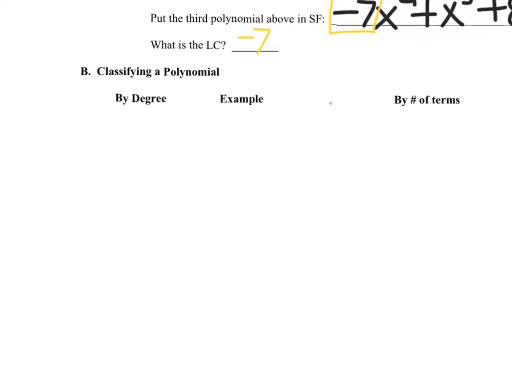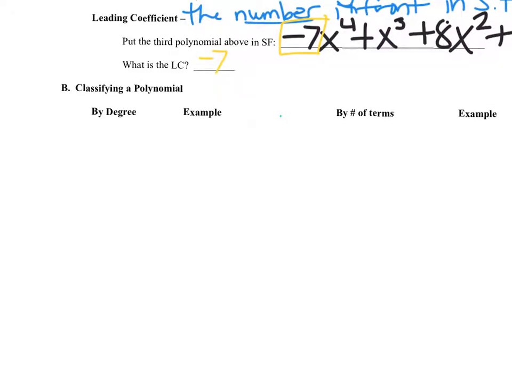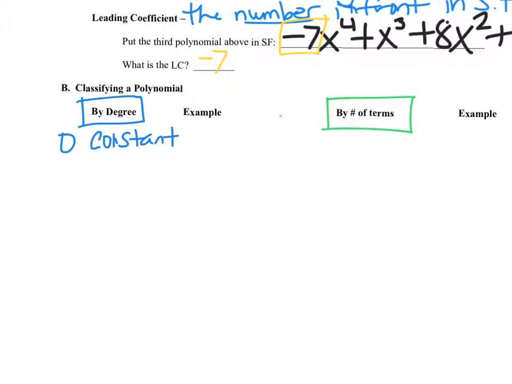Now we're going to classify a polynomial. We're going to classify it two ways, and you're going to be required to know these terms that are coming up. We're going to classify a polynomial by its degree, and then by the number of terms that it has. Let's start by classifying it by its degree. The lowest degree that a polynomial can have is 0. If a polynomial is degree 0, then we call it a constant. The reason is that if it has degree 0, it's going to be just a number, like, for example, the number 10.